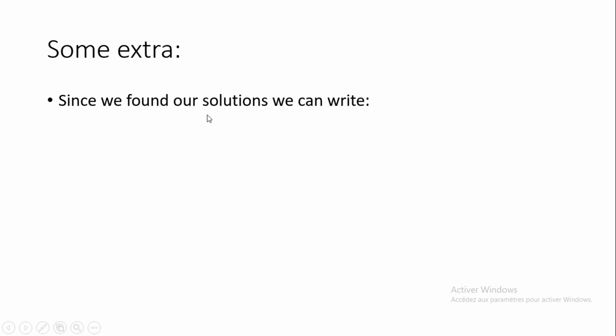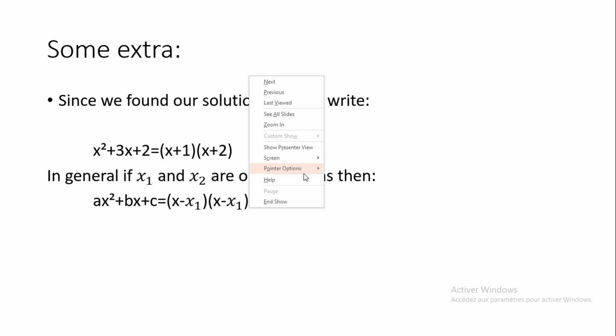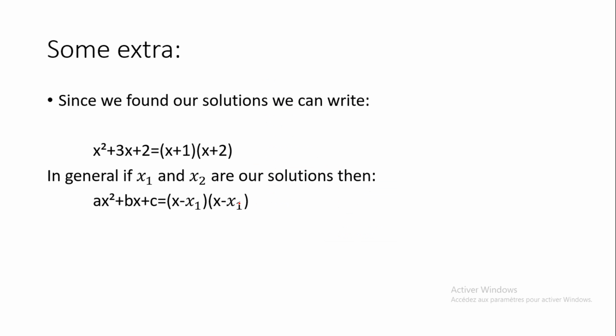Since we found our solutions, we can write x squared plus 3x plus 2 equals x plus 1 times x plus 2. In general, if x1 and x2 are our solutions, then ax squared plus bx plus c is equal to a times x minus x1 multiplied by x minus x2. Let's fix this. This should be a 2.